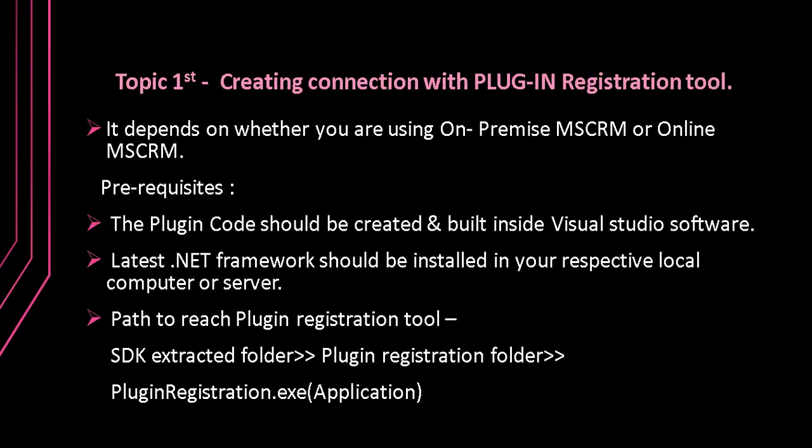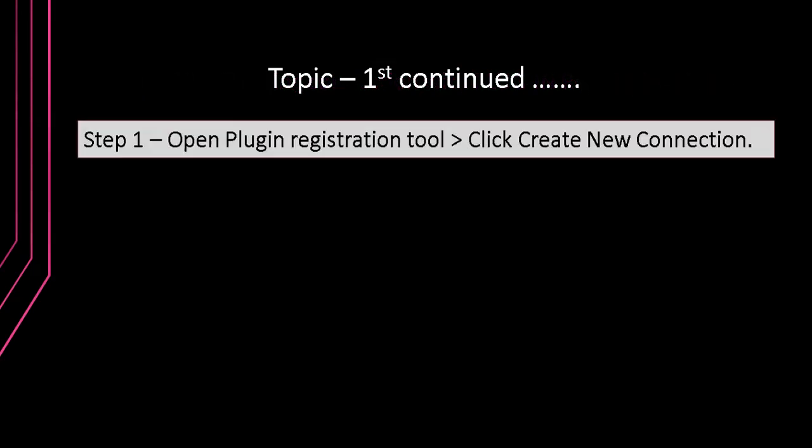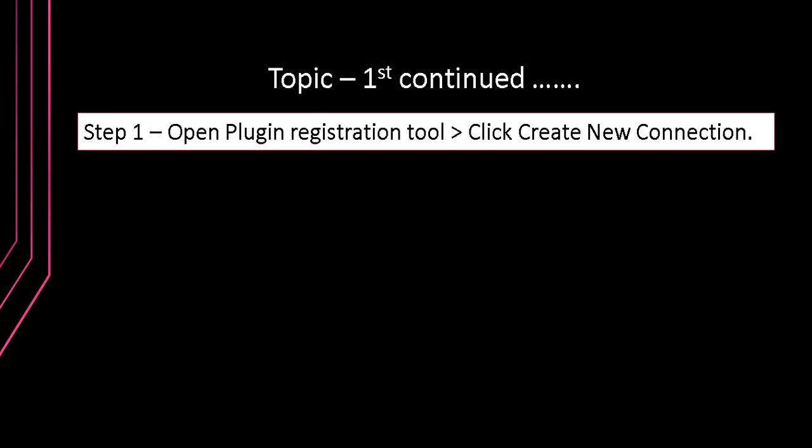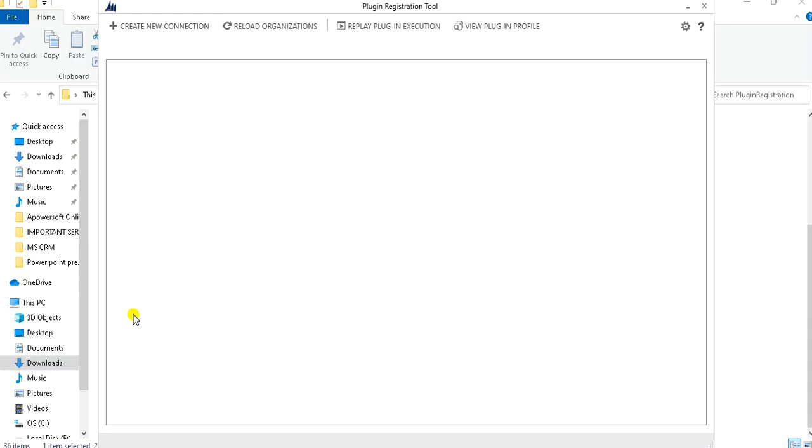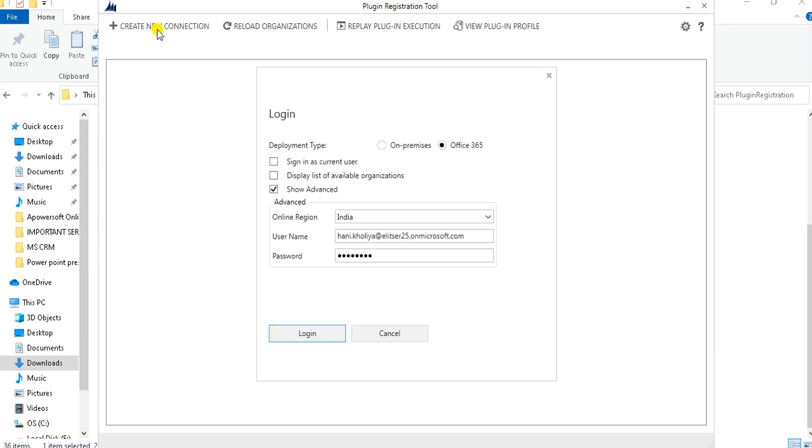So the question comes to mind: how can we create a connection with the plugin registration tool? Step 1: open the plugin registration tool, click on create new connection. I'll show you. So this is the tool. I want the plugin registration tool. So I'll click on create new connection.